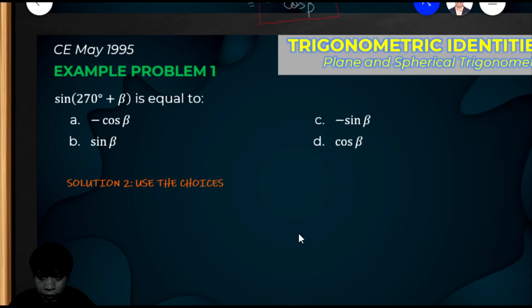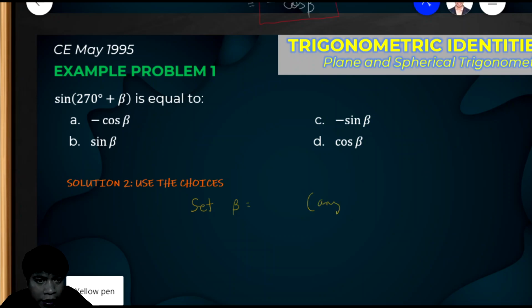Okay, so let's solve. Dito sa solution 2 guys, ang gagawin lamang natin, di ba sabi natin kanina, na kapag identity, kahit anong value ng variable ay makakasatisfy ng equation. So ang gagawin natin dito is mag-assign tayo ng kahit anong value ng beta kasi beta lang naman yung ating variable dito. So set any value of beta. Take note, any value ng beta yung pwede.